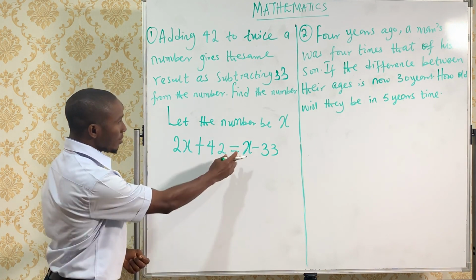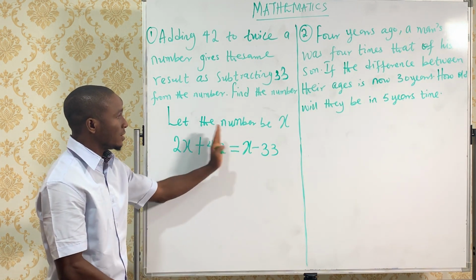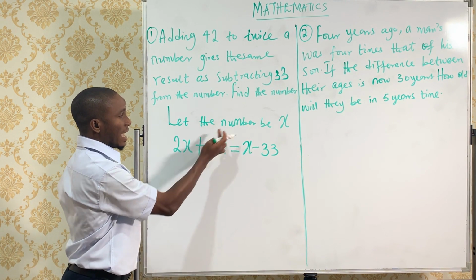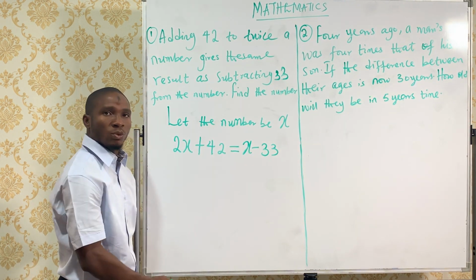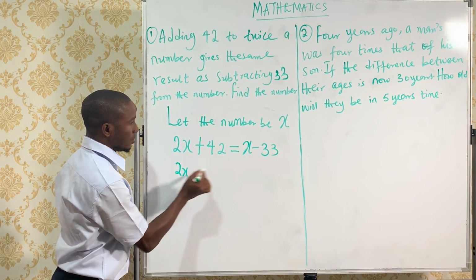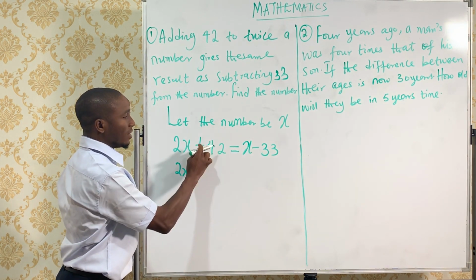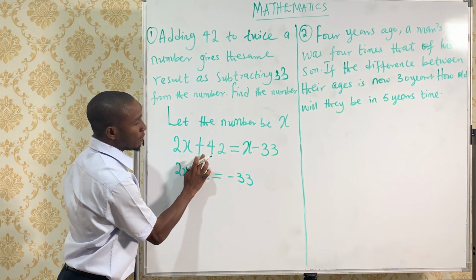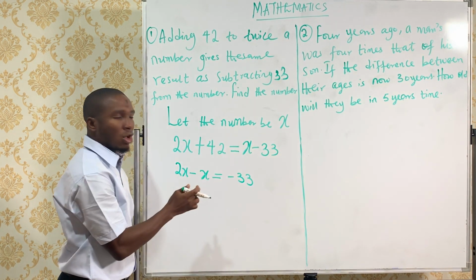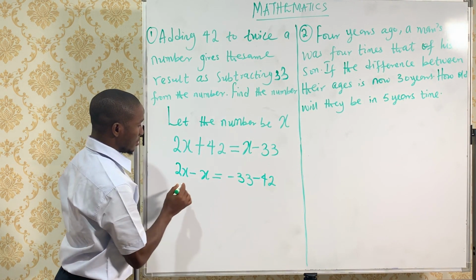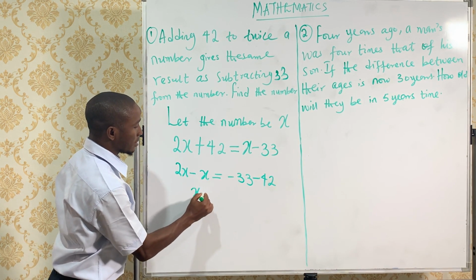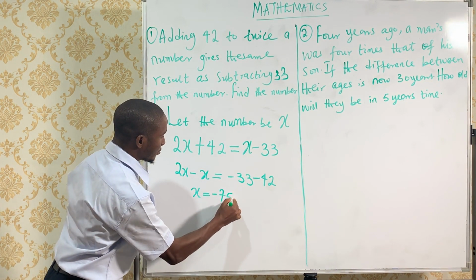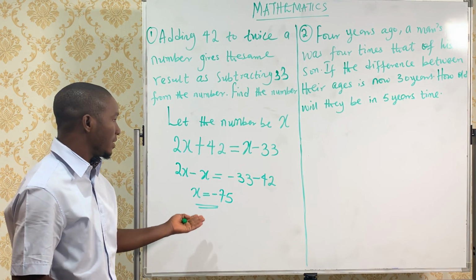Now let's solve it. Collect like terms. The term that has an x will be at the left hand side, while the term that doesn't have an x will be at the right hand side. So we can bring in x to this side and we transfer 42 to the other side of the equation. Now, we have 2x. So we bring in x to this side, it's going to become minus x equals minus 33 is still here. And by the time you bring plus 42 to this side of the equation, it becomes minus 42. Now, 2x minus x is x equals minus 33 minus 42, which gives us minus 75. It means that the number is minus 75.